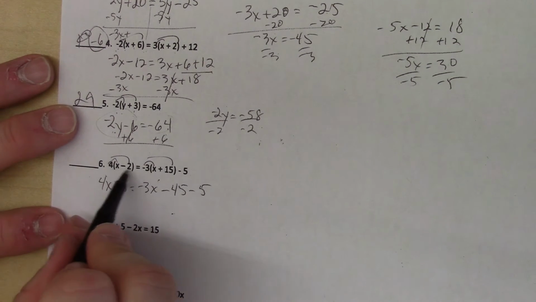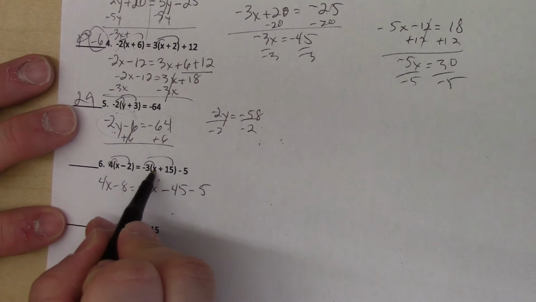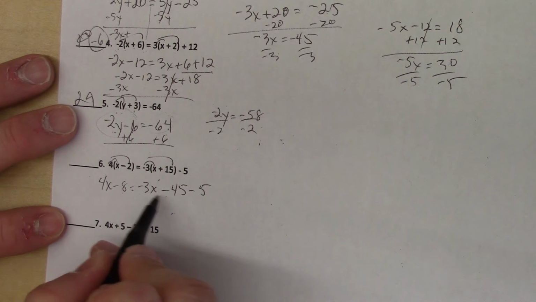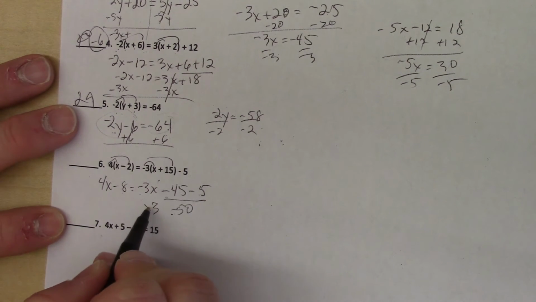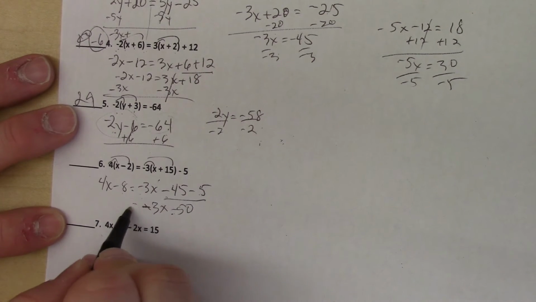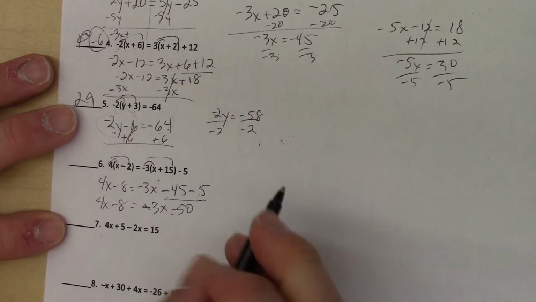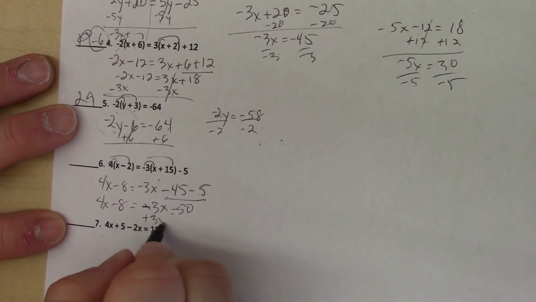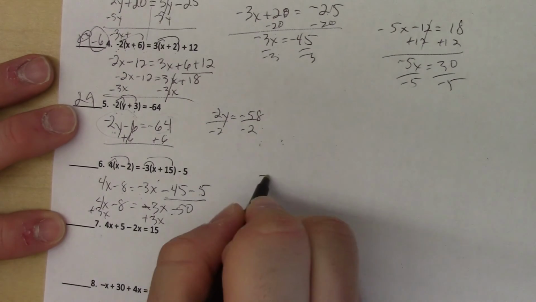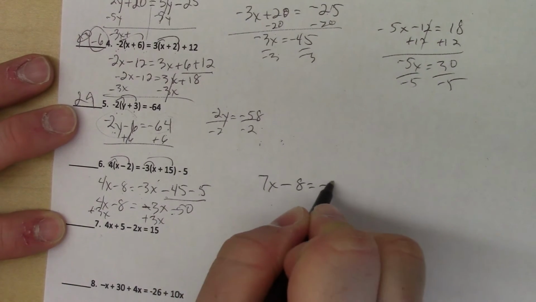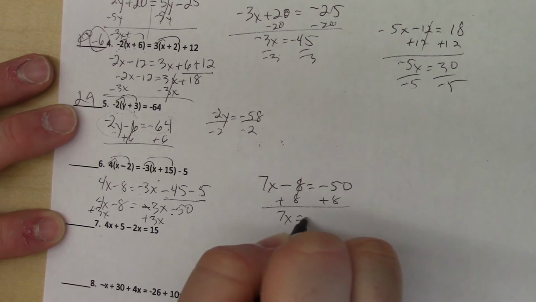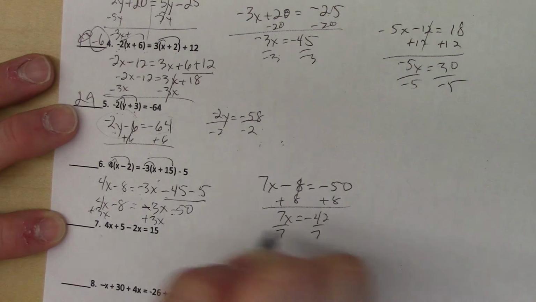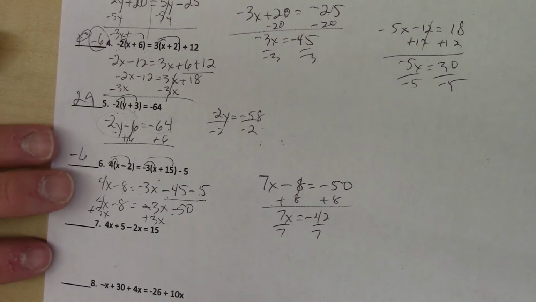Right, so 4 times there gives me 4x minus 8. Negative 3 gives me the negative signs on both of these terms. This gives me negative 50. Right, and then I get the same problems I'm doing. I do the opposite of this. Again, same things every time. Do the opposite of that. And divide to give me negative 6.